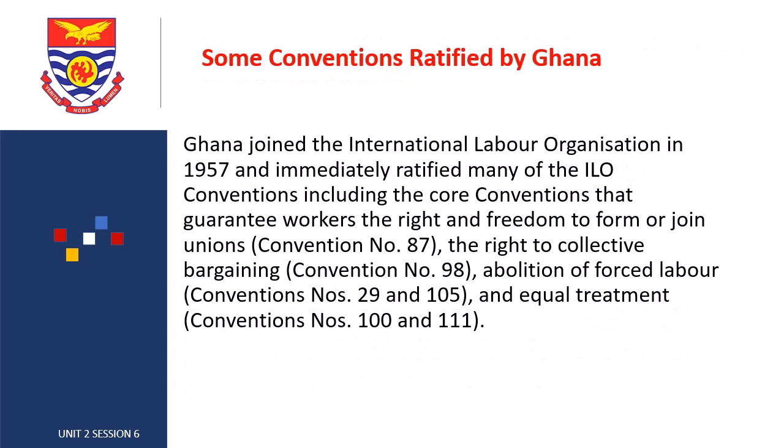Now, some conventions ratified by Ghana. Ghana joined the International Labour Organization in 1957 and immediately ratified many of the ILO conventions, including the core conventions that guarantee workers the right and freedom to form or join unions, the right to collective bargaining, abolition of forced labor, and equal treatment of workers. So these are some of the conventions that have been ratified by Ghana as far as our labor affairs are concerned.